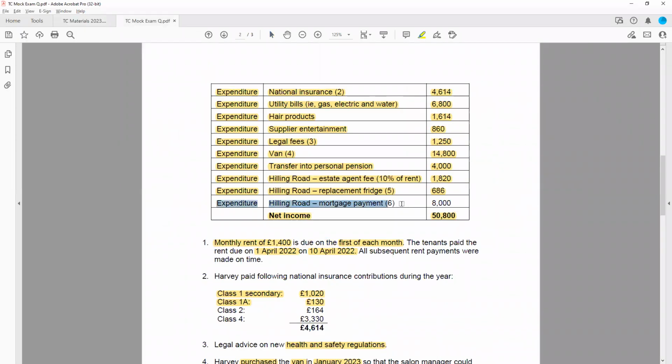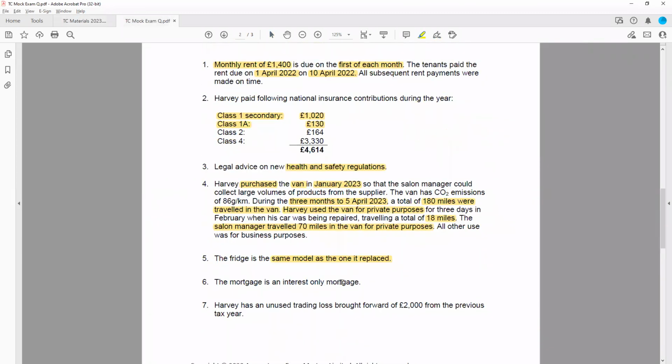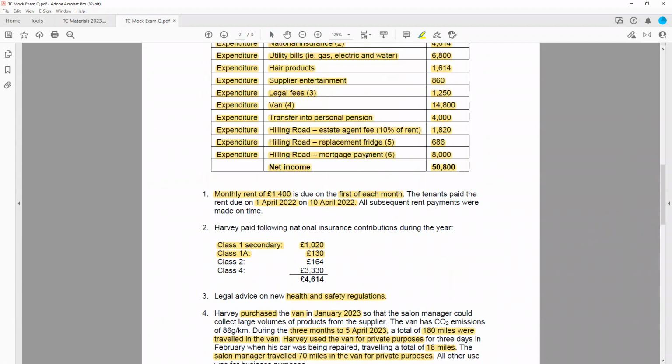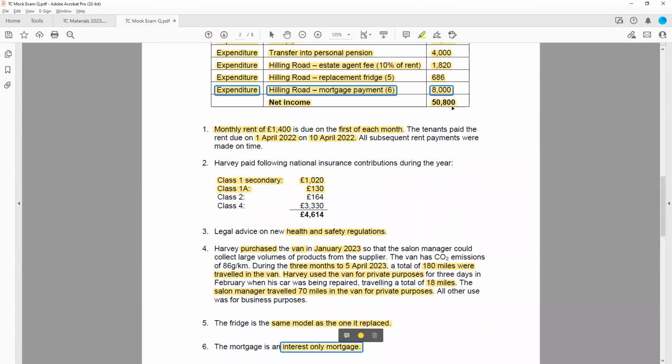And then we've got the mortgage payment, which is an interest-only mortgage. Usually with a mortgage payment, you borrow money to buy the property, but then when you repay the mortgage, you're paying back the balance on the loan, the capital amount, and the interest. But this is an interest-only mortgage, so all of this is interest. So if you've got a mortgage payment, make sure you only pick up the interest amount, because you only get relief for the interest, not for paying back the balance on the loan.